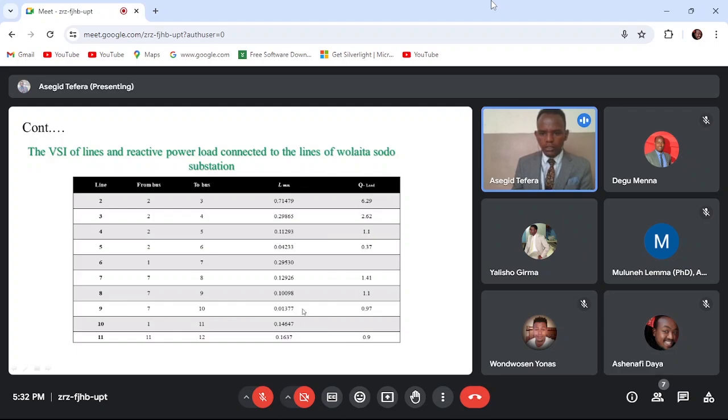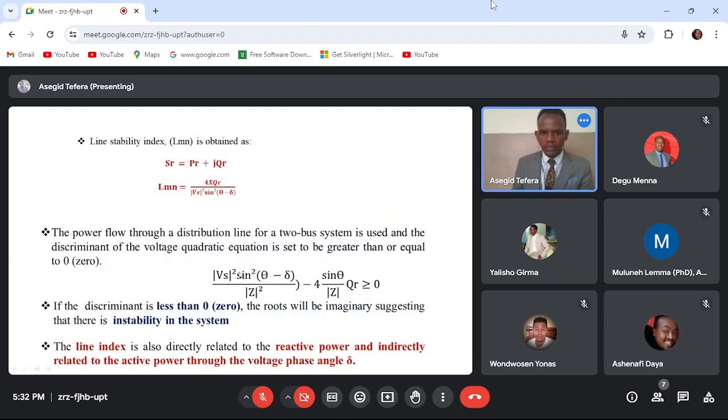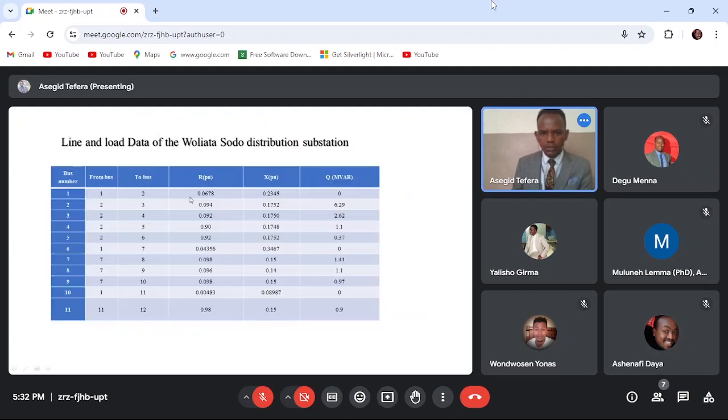That means this one, this line 9. These are calculated by use of the formula. Using this formula, we calculate the element value like this.